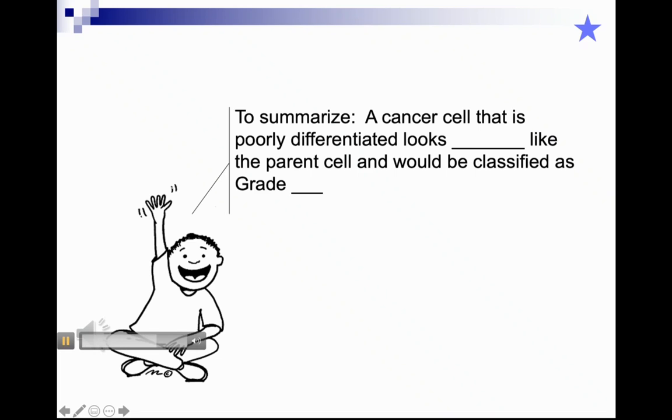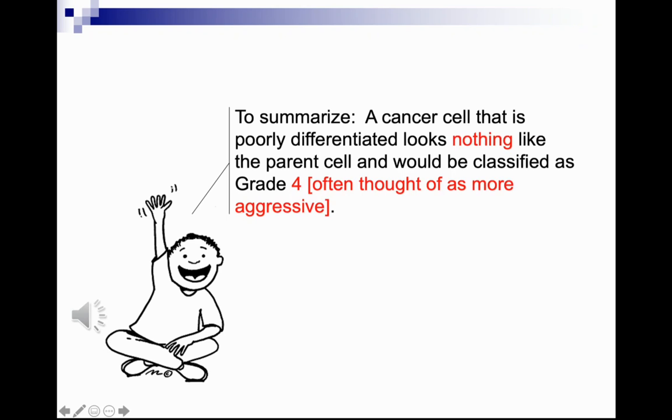Now fill in these blanks. So a cancer cell that is poorly differentiated looks blank, like the parent cell, and would be classified as grade what? A cancer cell that is poorly differentiated looks nothing like the parent cell and would be classified as grade 4, which is often thought of as a more aggressive cancer because it tends to be a larger tumor that is more uncontrollably dividing.